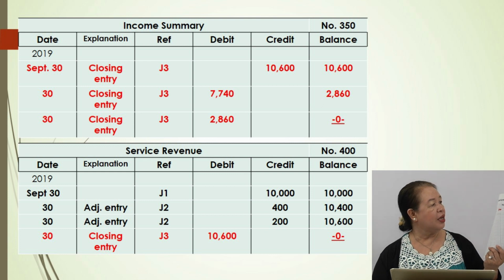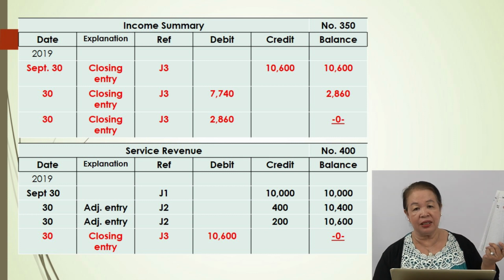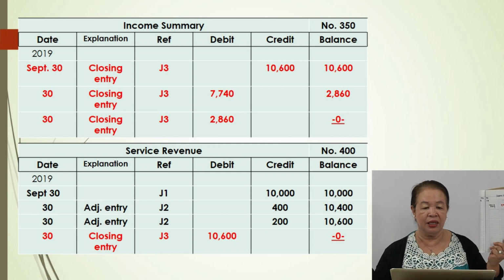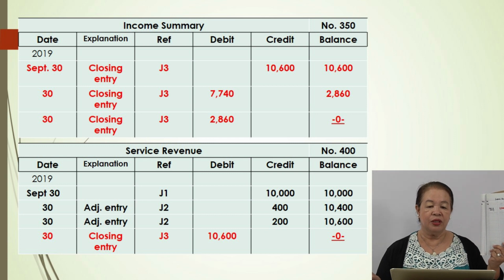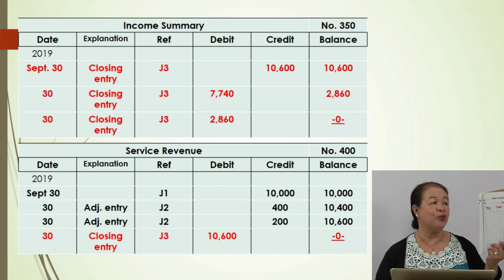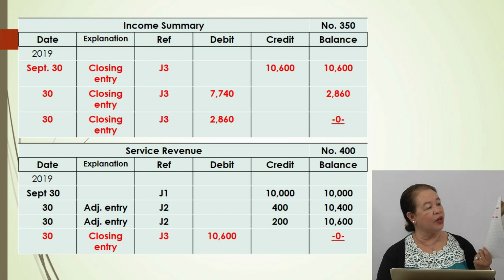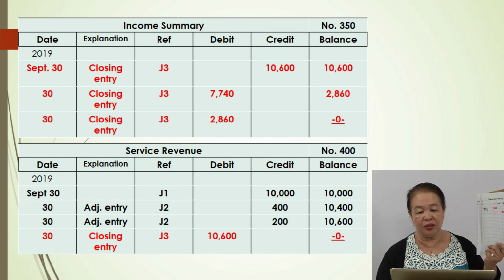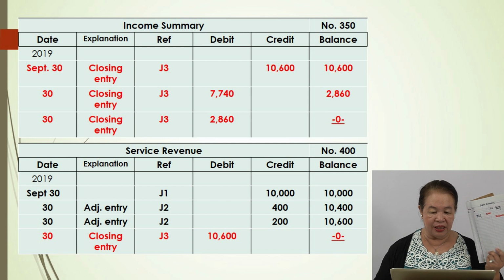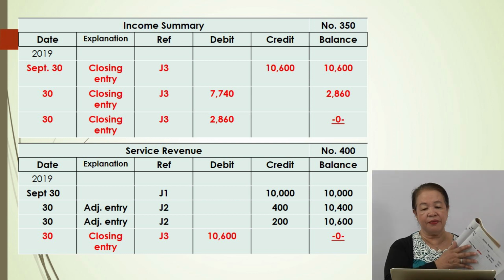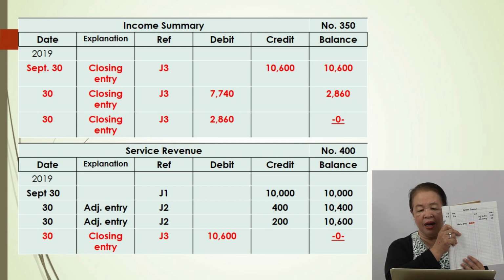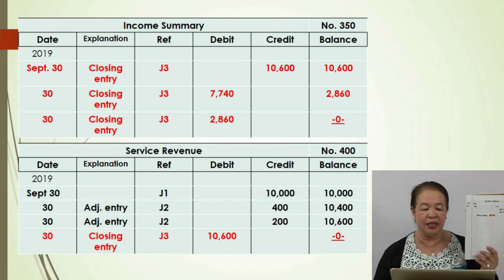No? So, nag-debit tayo ng 7,740 and then nag-credit tayo sa closing entry natin, credit ng 10,600. Yan yung ating income, no? So, yung 7,740, yun po yung ating expenses. That's why yung balance natin sa income summary is 2,860.